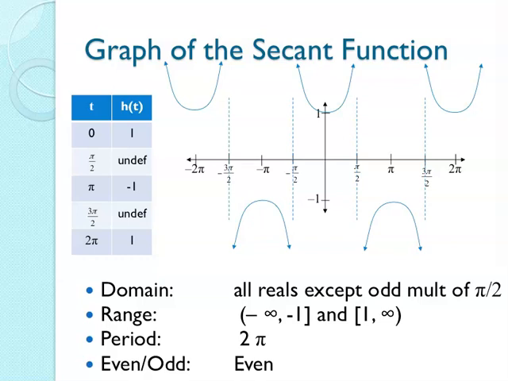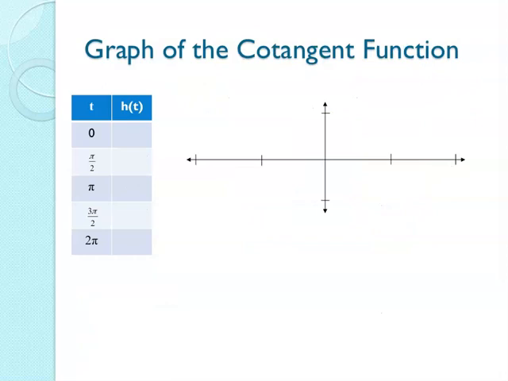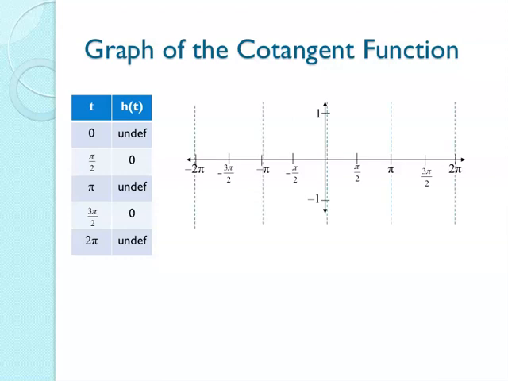All right, we have one more, the cotangent function. The cotangent function is the reciprocal of tangent. We'll fill out this table. So cotangent is undefined at 0. It is 0 at pi over 2, and so on. We'll go ahead and label our graph. And then anywhere that we see that our cotangent function is undefined, we are going to draw in vertical asymptotes. So at 0, at pi, at 2 pi, and so on.